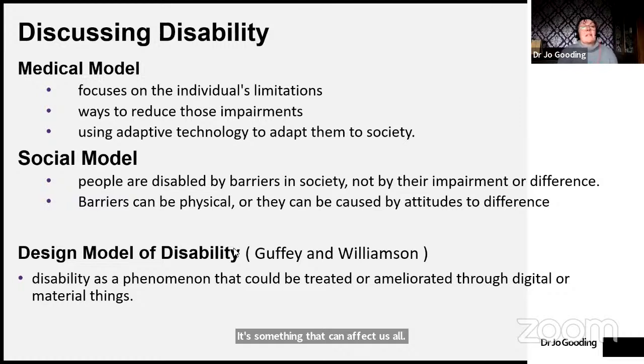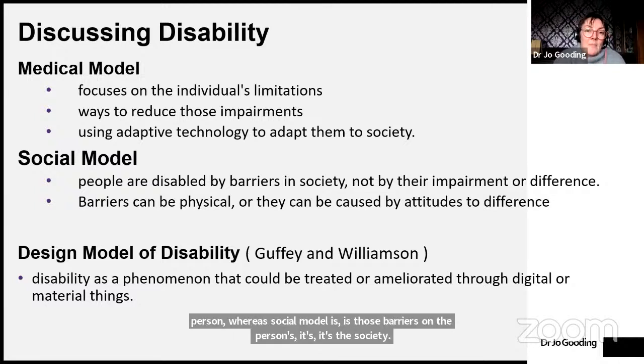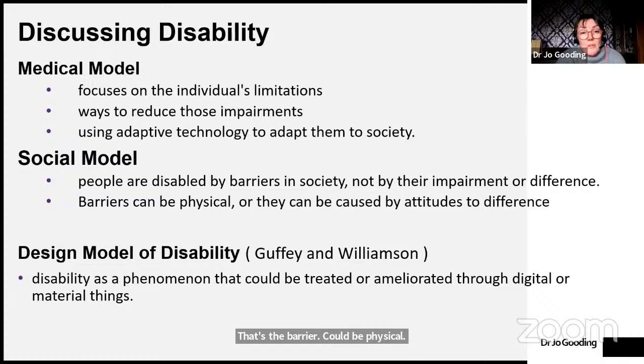But when discussing disability, often people have perceptions. And what I wanted to share with us here is the different models of talking about disability. A lot of people think of disability as more medicalized, and that is referred to as a medical model of disability, focusing just on an individual, their limitations, impairments. And there's sometimes a narrative of using technology or adaptive devices to fix the person, whereas the social model says those barriers aren't the person's, it's the society that's the barrier. Could be physical, could be caused by attitudes to difference.